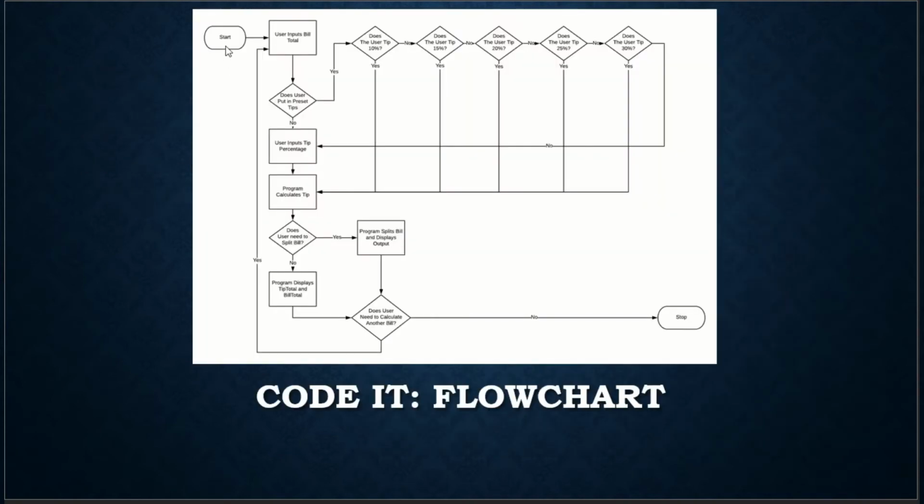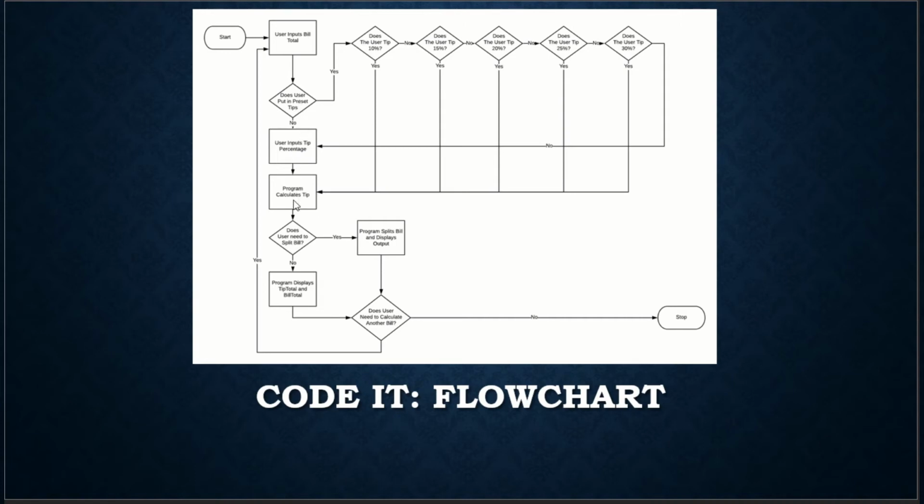This is the flowchart for the app. The user would start it. They would input their bill total, and they would be asked, does the user put in preset tips? Obviously, it goes through, does the user tip 10, 15, 20, 25, or 30%? And if they don't, it defaults to here, the same way if they would not put in here.